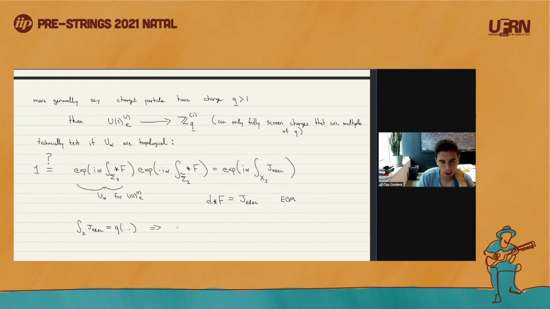We can achieve this topological property if alpha is 2 pi k over q, where k is an integer. So we see that the phase here is restricted. So we can consider U alpha for alpha a qth root of unity. That's the statement that there's a ZQ one-form symmetry in the problem. That's how we technically test and exhibit the topological operators.